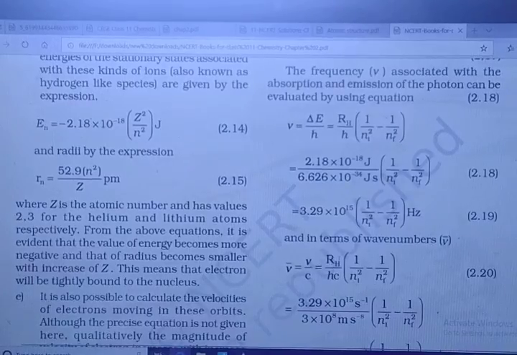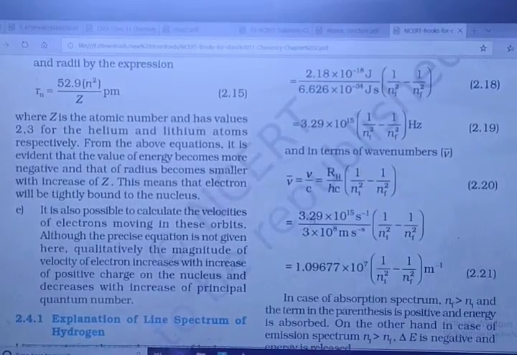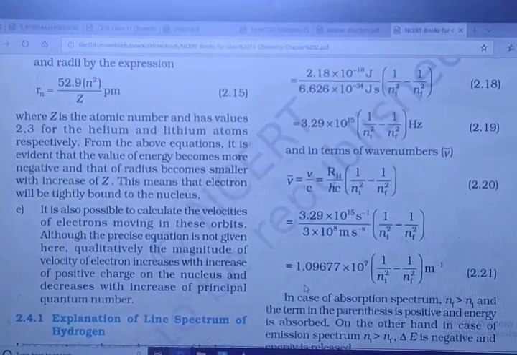The nu value is 3.29 into 10 to the power 15, so 3.29 into 10 to the power 15 into 1 upon ni square minus 1 upon nf square, and the c value is 3 into 10 to the power 8 meter per second. After getting this equation, divide 3.29 by 3. So you will get 1.09677 into 10 to the power 7 into 1 upon ni square minus 1 upon nf square. In the case of the absorption spectrum, remember this word, as I have already talked about the negative things.